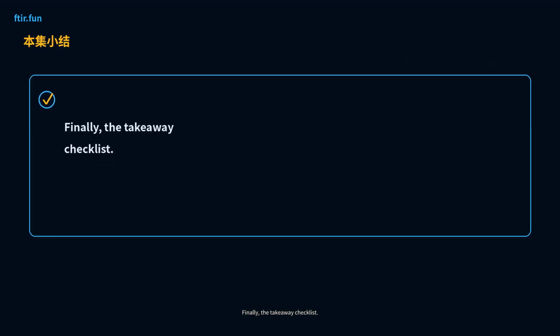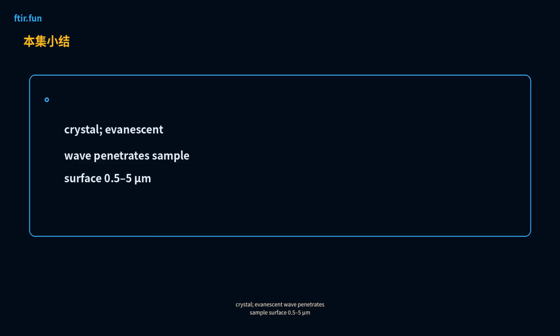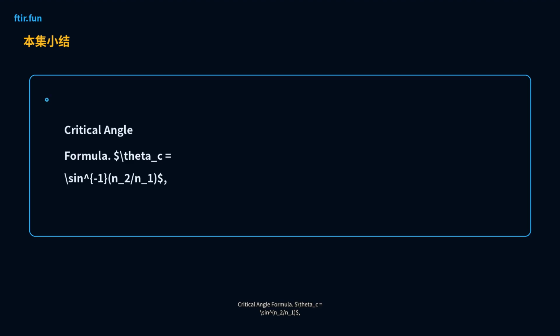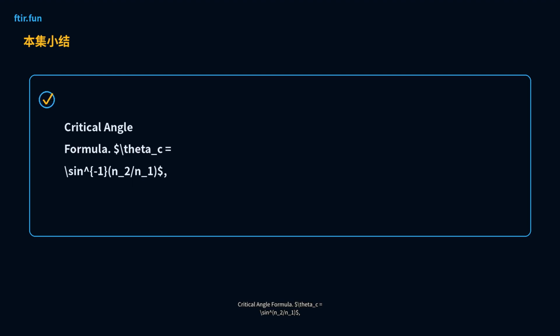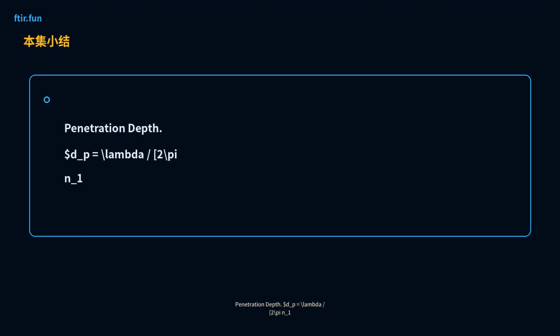Finally, the drill checklist. Make sure you can recall each item. Core knowledge points. Key points. ATR principle: total internal reflection of light in high refractive index crystal. Evanescent wave penetrates sample surface 0.5 to 5 micrometers. Critical angle formula: theta c equals sin inverse of n2 over n1. Requires n1 greater than n2.